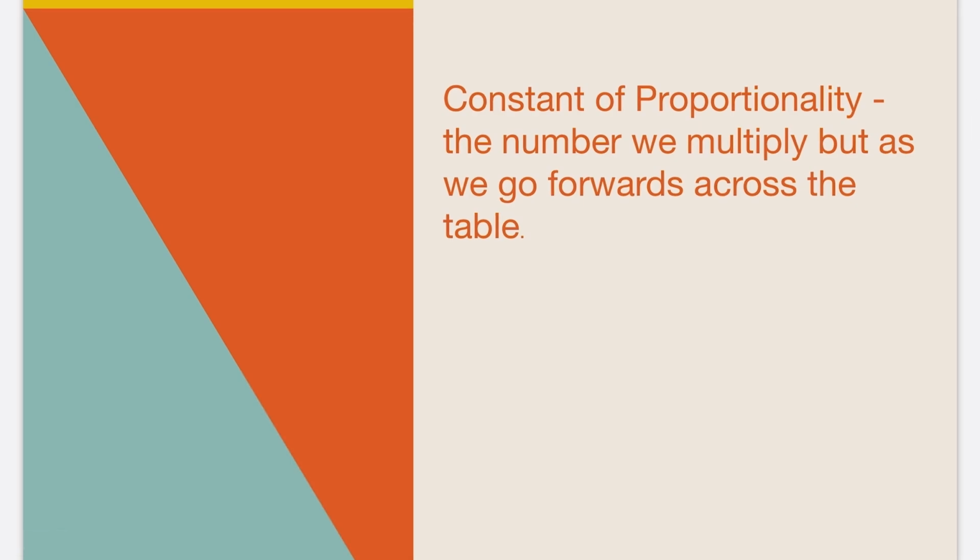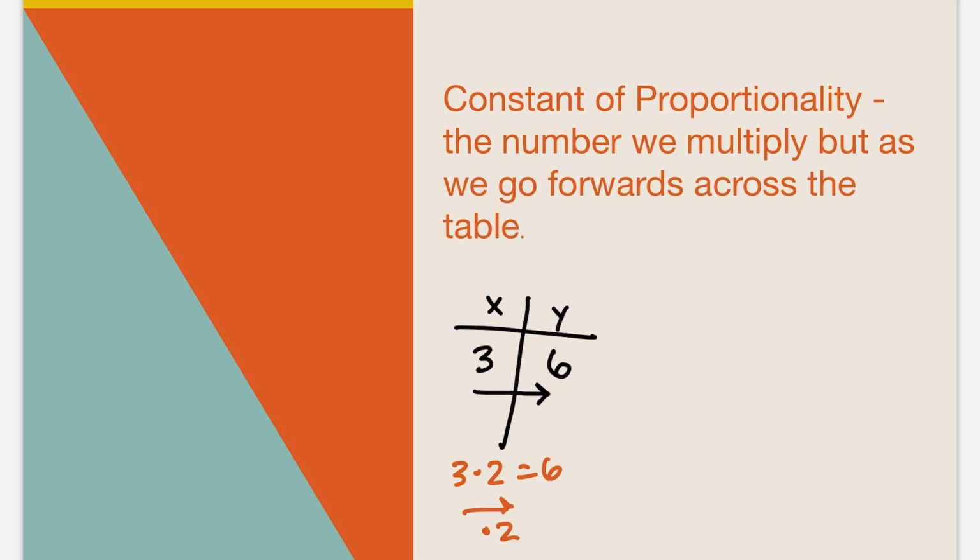The constant of proportionality is the number that we multiply by as we go forwards across a table. So imagine we have a table of values, our X column and our Y column, and I want to know how we are going forwards across that table. Sometimes if the numbers are very nice and easy, like 3 changing to become a 6, I would ask, how does a 3 change to a 6? And we're looking for the way that it multiplies. The constant of proportionality in this situation would be 2, because 3 times 2 is equal to 6. We're multiplying by 2 as we go forwards across the table.